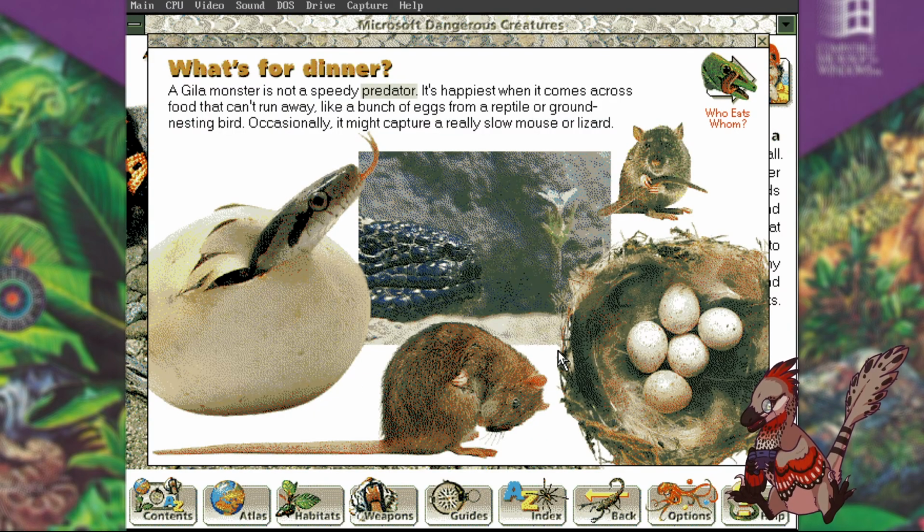A Gila monster is not a speedy predator. It's happiest when it comes across food that can't run away. Well, dear Gila monster, I believe we have this in common. I also like my food when it isn't running away from me. Like a bunch of eggs from a reptile or ground nesting bird. Occasionally, it might capture a really slow mouse or lizard.